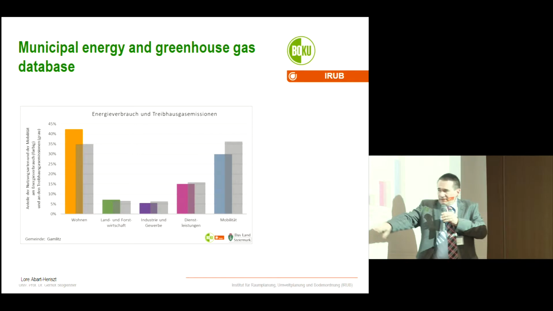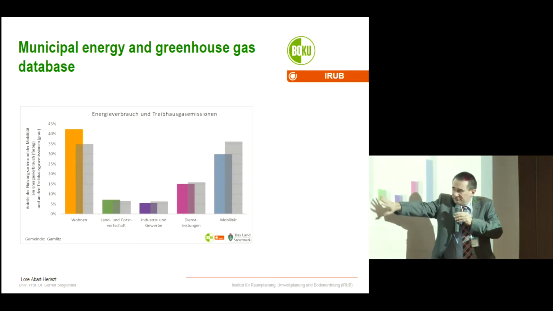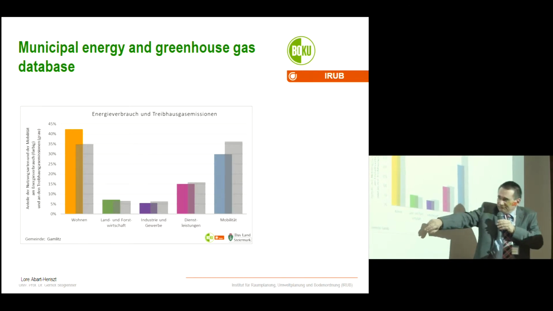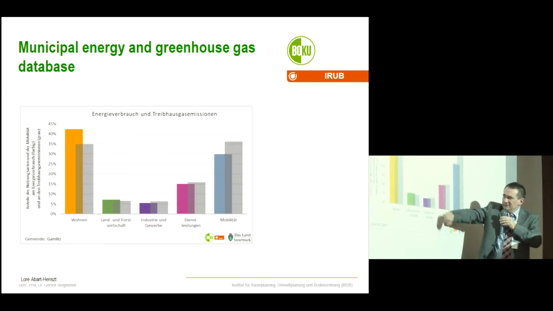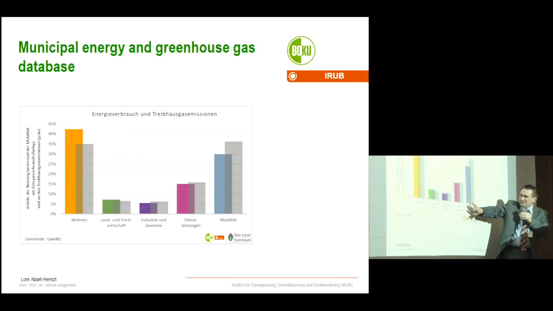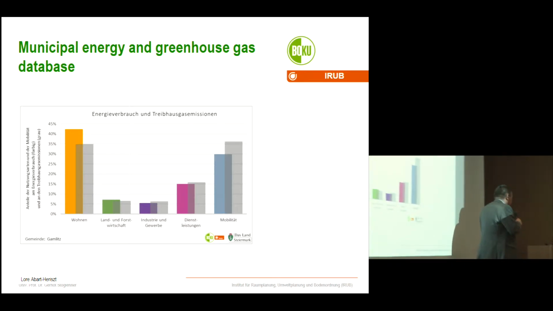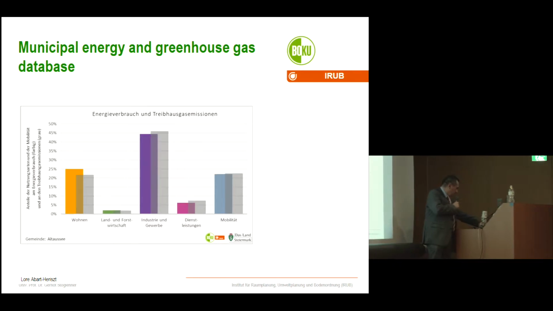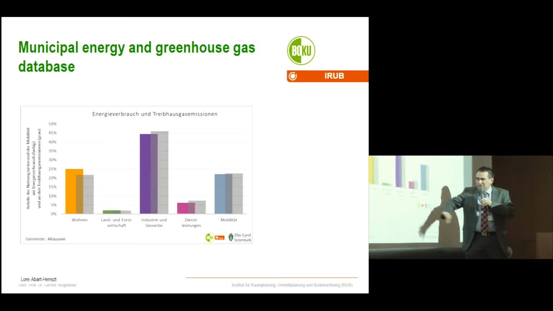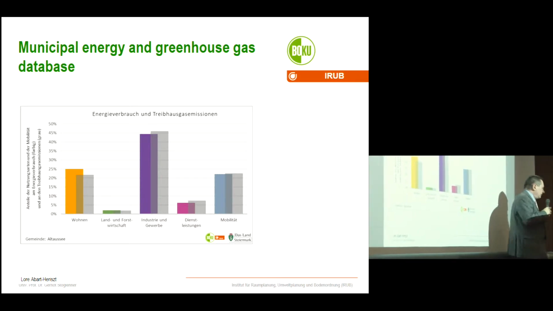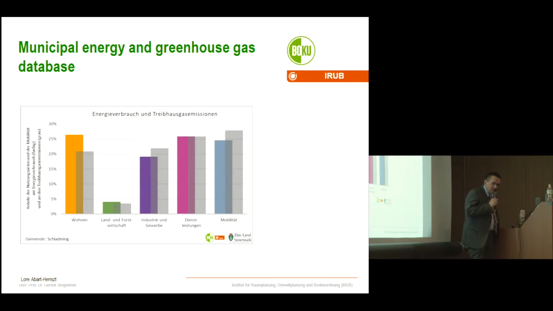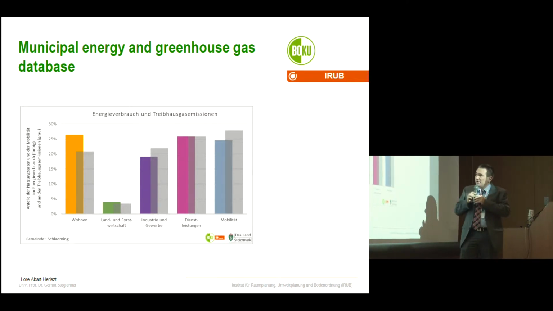We have energy balances here. You see the share, in a certain municipality, a rural municipality, of living, agriculture, industry, so very little industry share, service sector, and mobility. Then we would have another municipality with a high share of industry, of course. So you see that the spatial patterns really change the energy balance.